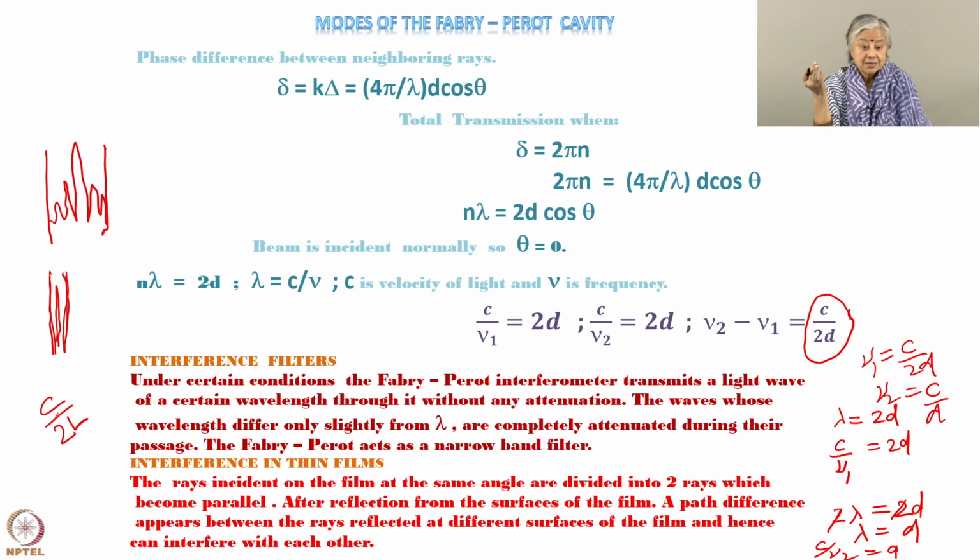Basically, it works like an interference filter. Under certain conditions, the Fabry-Perot interferometer transmits a light wave of a certain wavelength through it without any attenuation. The waves whose wavelength differ only slightly from lambda are completely attenuated during their passage. The Fabry-Perot acts as a narrow band filter. That's comprehensive, no, to you.